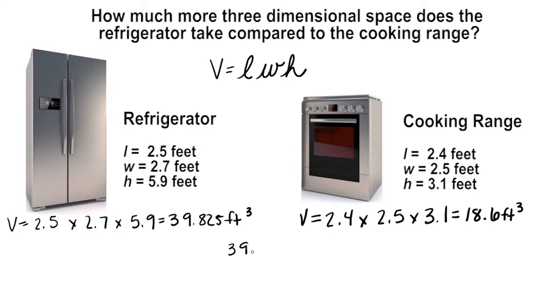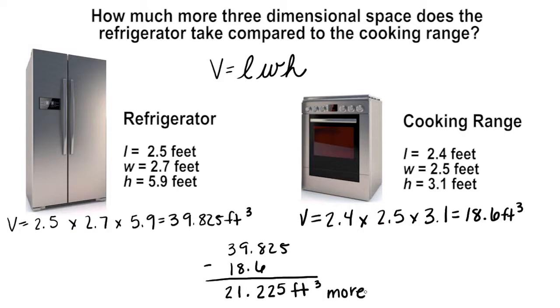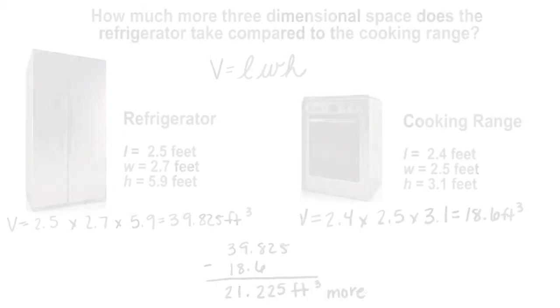Next, subtract the volume of the range from the volume of the refrigerator. 39 825 thousandths subtract 18 6/10 equals 21 225 thousandths cubic feet. Now, let's solve another problem that is just a little more difficult.